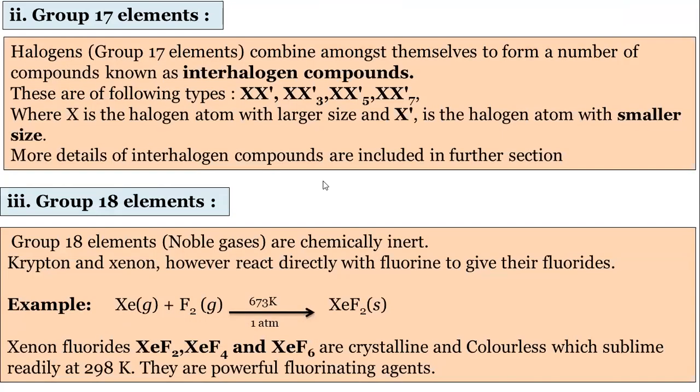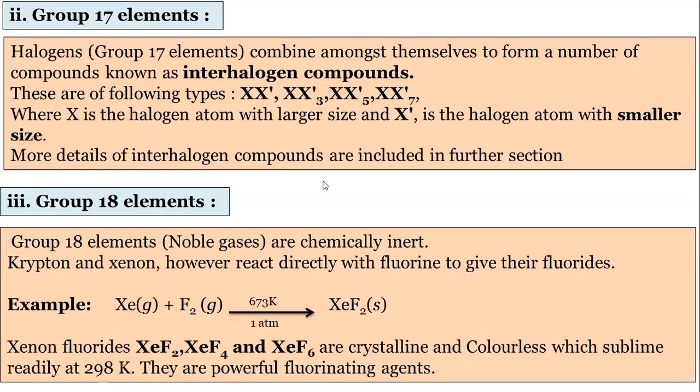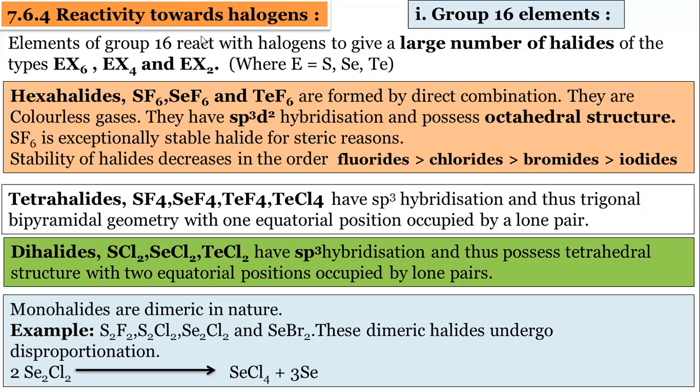So today we will start the next part, the reaction of group 17 elements with halogens. Yesterday we discussed the reactivity towards halogens of group 16.